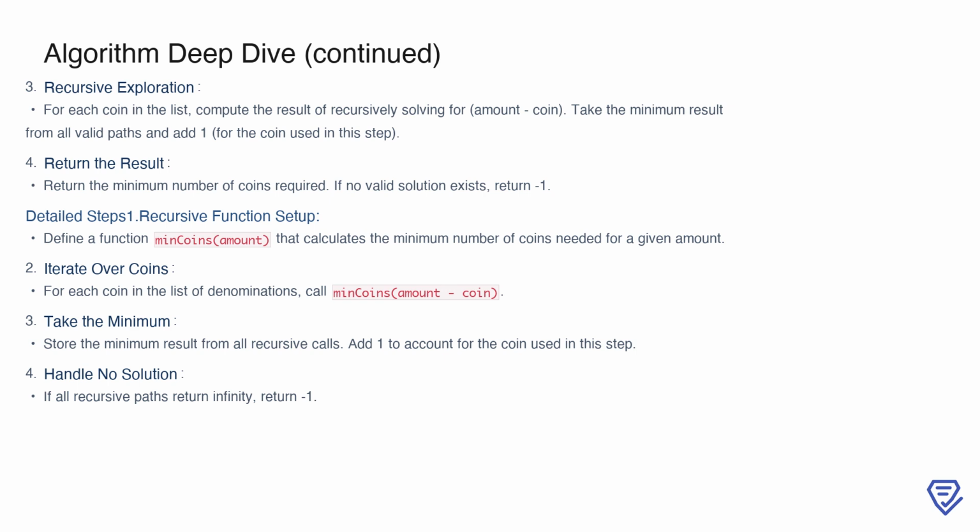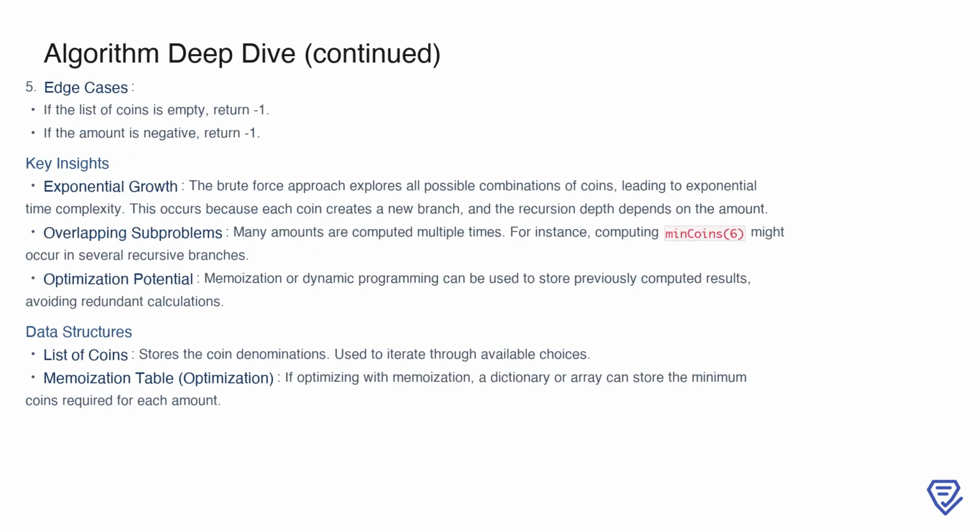To implement this, we define a recursive function minCoins(amount) that calculates the minimum coins needed for a given amount. Within this function, we iterate over each coin in the list and call minCoins(amount - coin). The results from these recursive calls are stored, and we choose the smallest one, adding 1 for the coin used in this step. A critical aspect to handle is when no valid solution exists. In such cases, we return -1 to indicate that the target amount cannot be formed with the given denominations. There are important edge cases to consider.